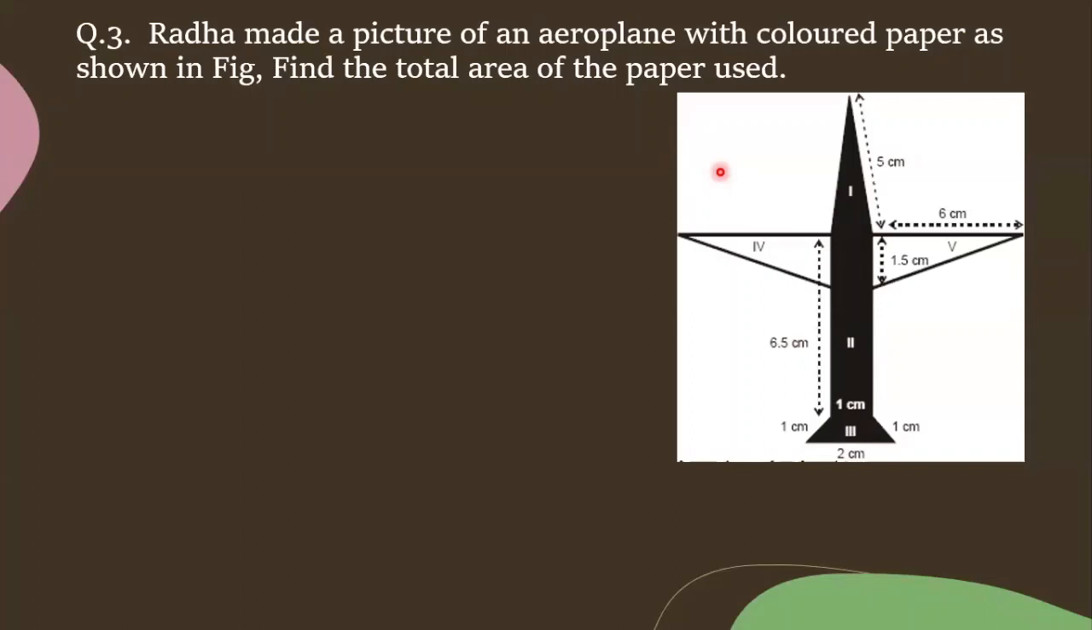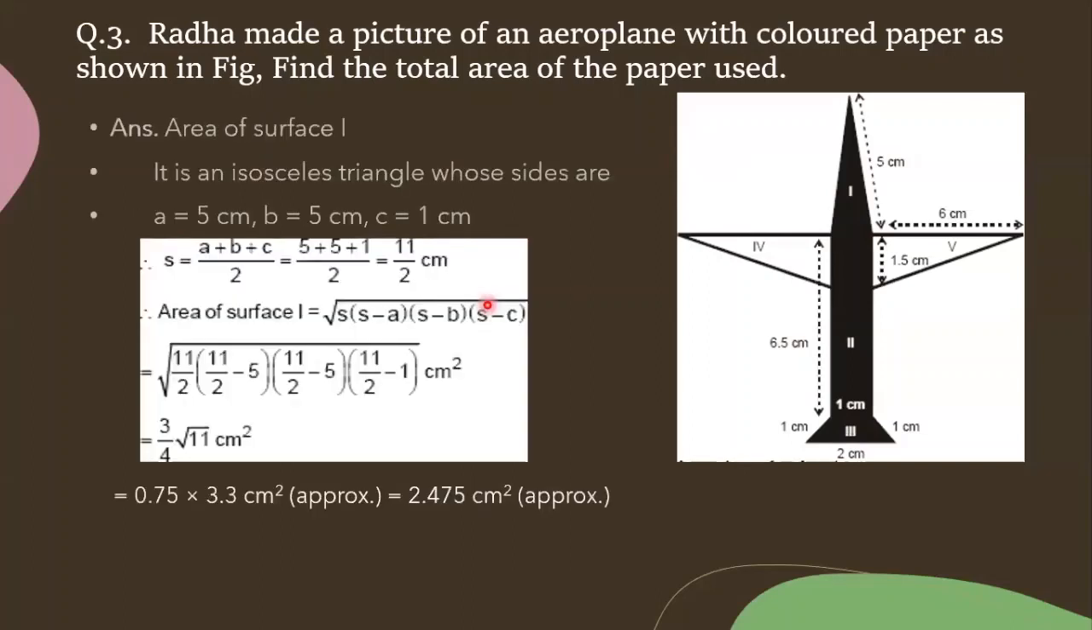Yes, ma'am. Let us see the answer now. First one, area of the first surface. So it is, ma'am, as I said, the height of the trapezium. Semi-perimeter is 11 by 2. Okay. Semi-perimeter is 11 by 2. So what's the answer we got?